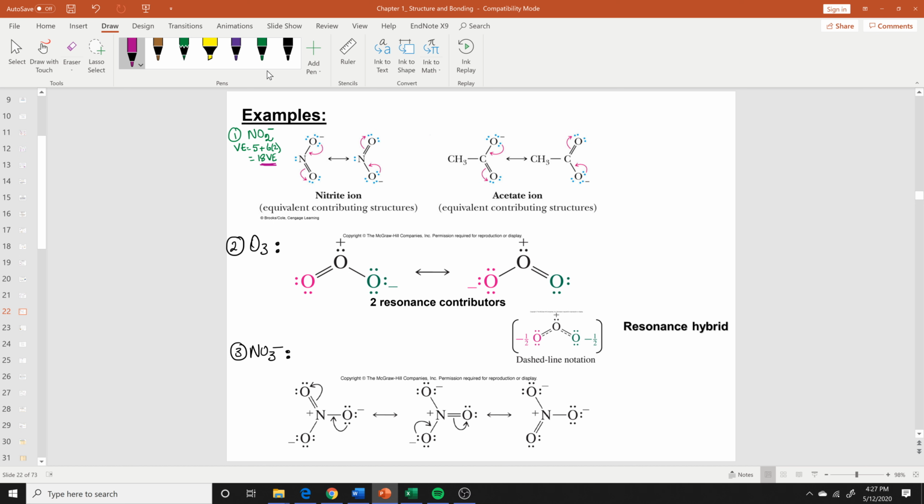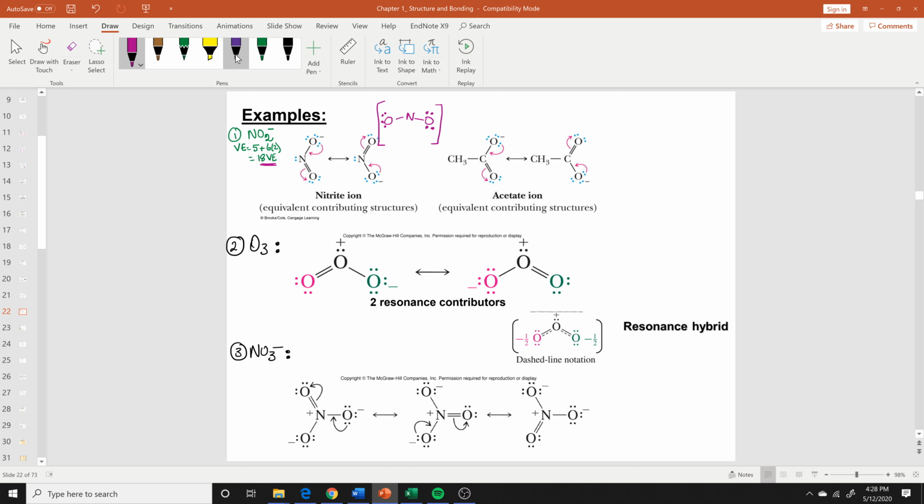Let's draw the resonance hybrid. I'm having an oxygen and an oxygen here. This is going to be my resonance hybrid. I have 2 lone pairs that I didn't do anything with on this oxygen, so I'm just going to go ahead and put them. I also have 2 lone pairs on this oxygen I didn't do anything with, so I'll put those 2 lone pairs in there. And then here you go.